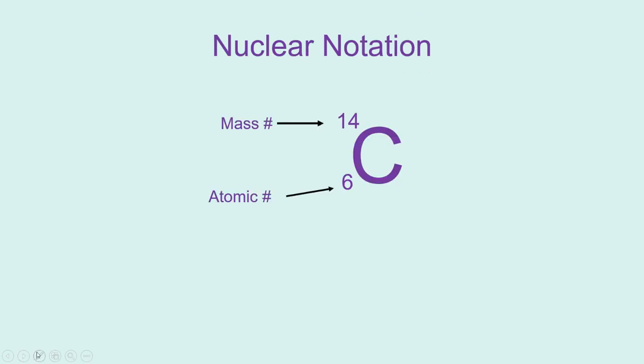Another notation that we use is called nuclear notation. In nuclear notation, you have the symbol, and then the top part is your mass number, and the bottom part is your atomic number. Let's take a look at some examples.